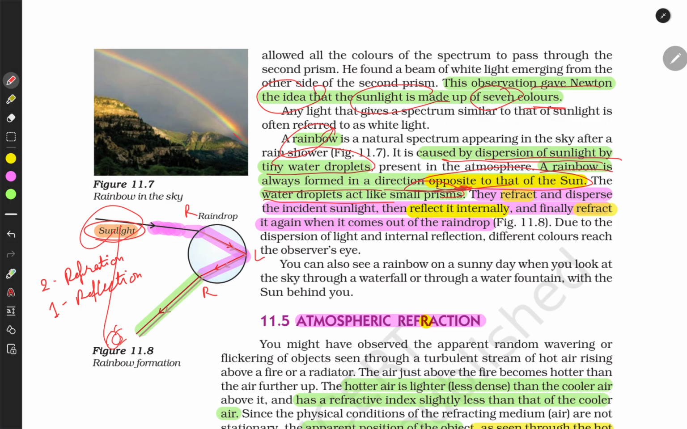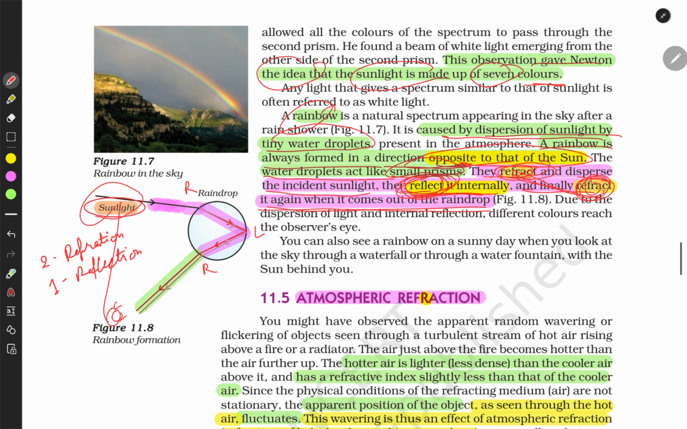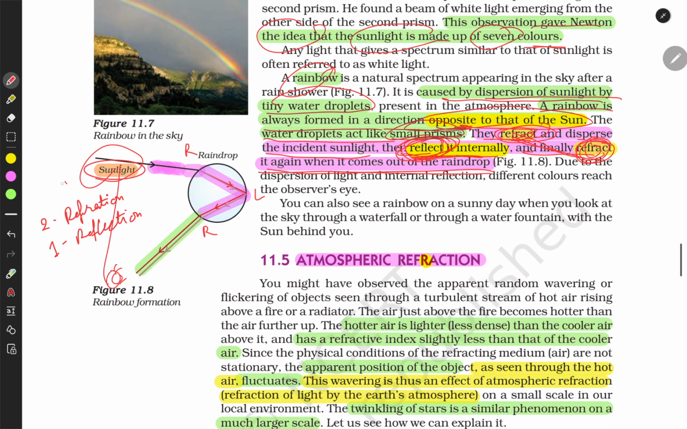The water droplets act like small prisms, and they refract and disperse the incident light, then reflect it internally, and then finally refract it again. So first refraction happens, then internal reflection, and then refraction happens again. Two refractions, first and last, and in the middle there is a reflection. This is how it happens.